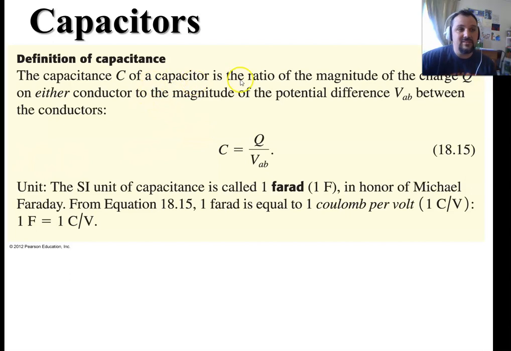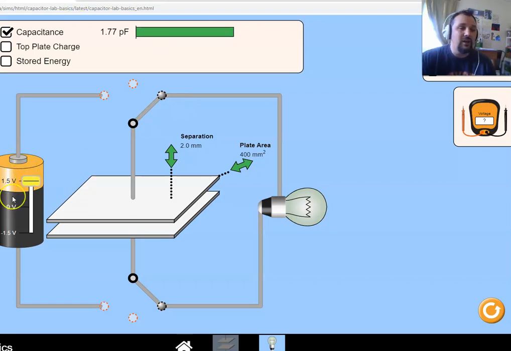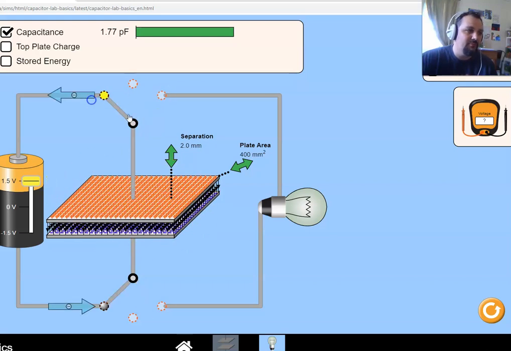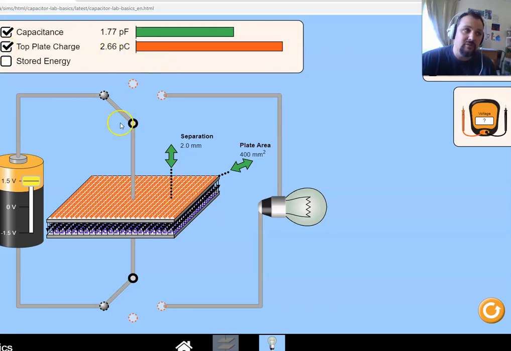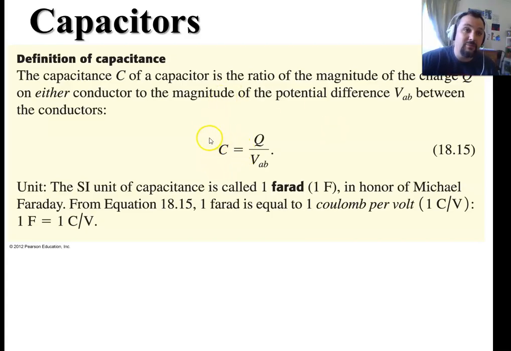So the capacitance, C, of a capacitor is a ratio of the magnitude of the charge stored on either plate of the capacitor, on either conductor, to the magnitude of the potential difference between the two conductors. So in that previous setup, I had a 1.5 volt battery. Well, that would be V. I have a 1.77 picofarad capacitor. That's this parallel plate capacitor right here. And by connecting these two, I store a certain amount of charge, capital Q, on each plate.